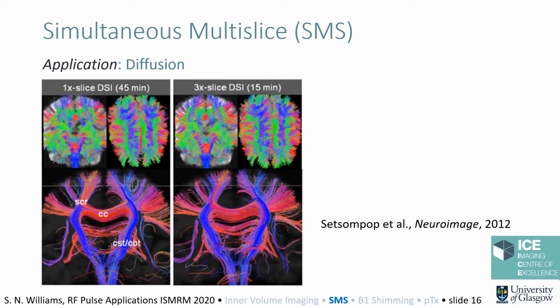Finally, diffusion imaging commonly deploys SMS. In this example, a major advantage is shown for diffusion spectrum imaging, DSI, which can have prohibitively long acquisitions. By using a multiband factor of 3, the DSI acquisition drops from 45 minutes to 15 with very similar reconstruction results.